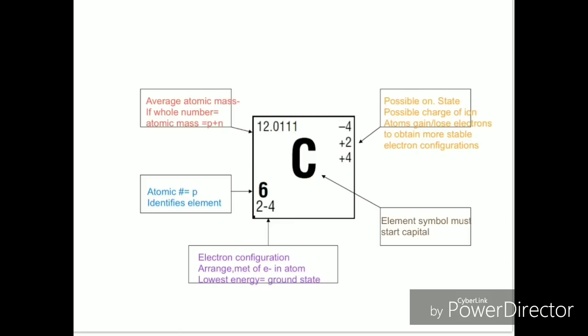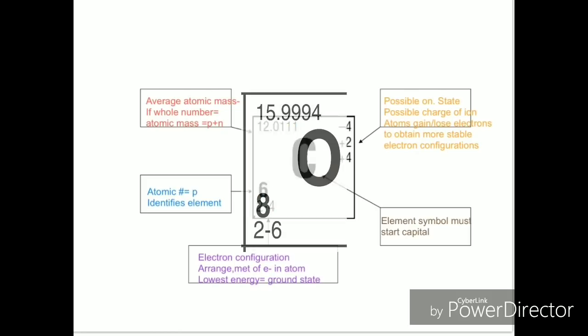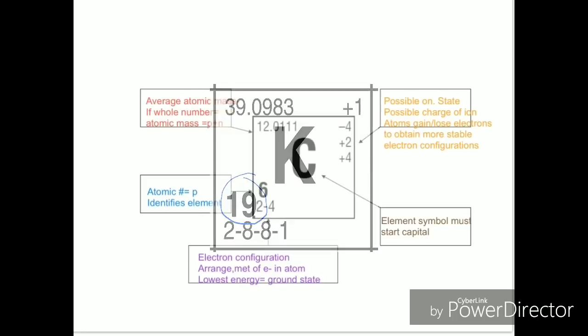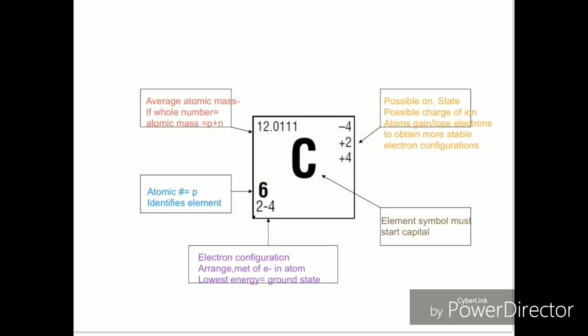Carbon has an atomic number of 6. Oxygen has an atomic number of 8. And potassium has an atomic number of 19. We do not have to write its atomic number because we know that the symbol always corresponds with the same atomic number. The number of protons in an element is always constant. This is not true for the number of neutrons or electrons.